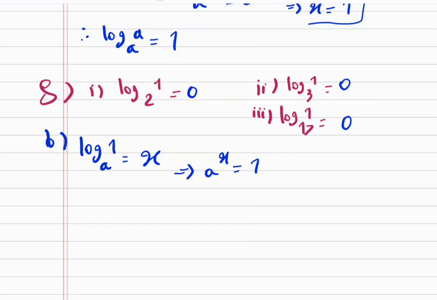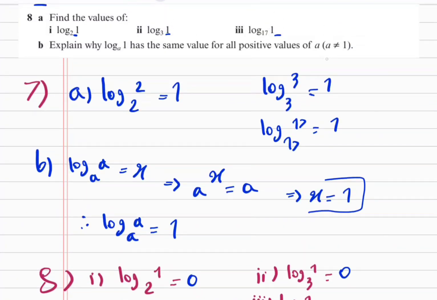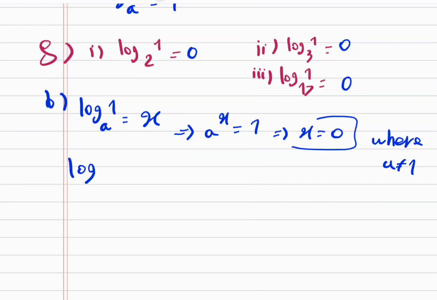And now the only possibility of a number being raised to another number and then becoming 1 is, also let's just mention that A is not 1. So that's very important. Then in that case, x must be 0, because that's the only possibility where A is not equal to 1. So therefore, log base A of 1 is always equal to 0.